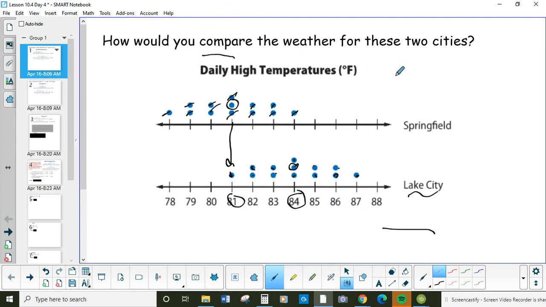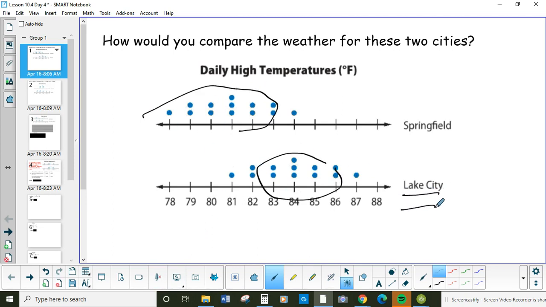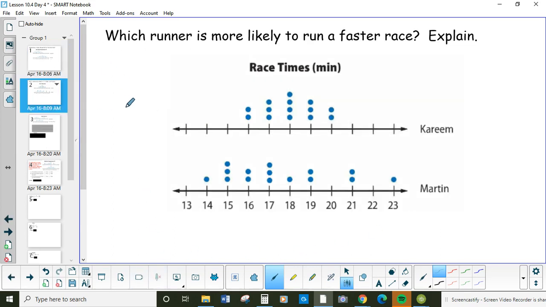So how can we compare the weathers of these two from this double dot plot? I can see from looking at these dots where they lie that Lake City is a warmer place. Okay, that's how we use double dot plot to compare two different data sets. So let's take a look at this double dot plot and see if we can answer this question.